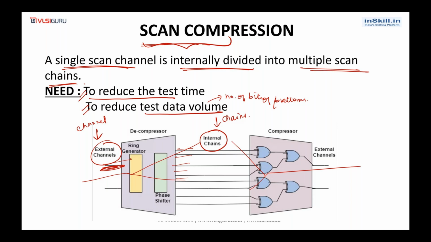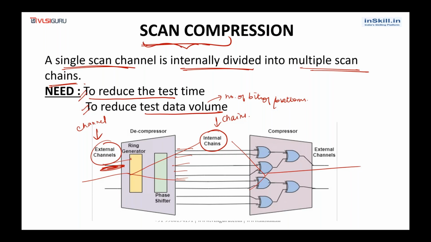We will give you a logical explanation as well as with the help of formulas. We will see how, if we go for scan compression, we are able to reduce the test time and also reduce the test data volume, that is, the number of bits of patterns. So we will explain logically, and also with formulas, the need for compression.